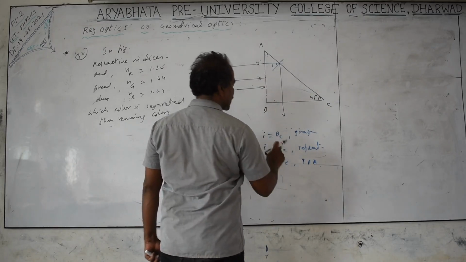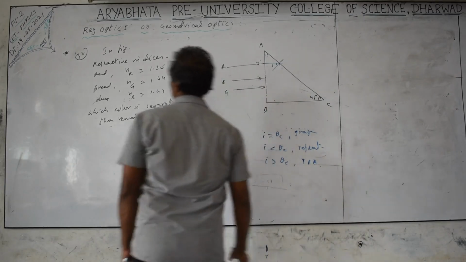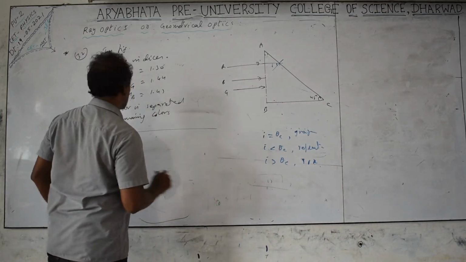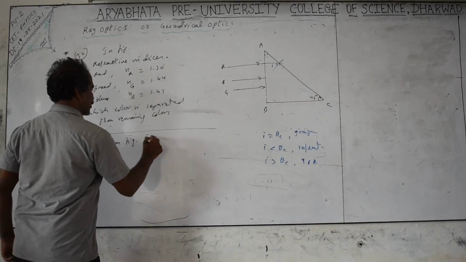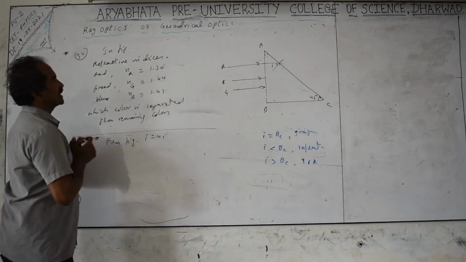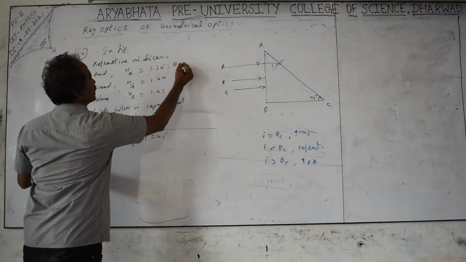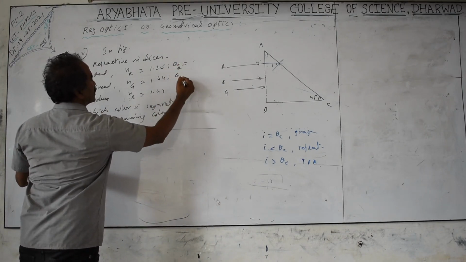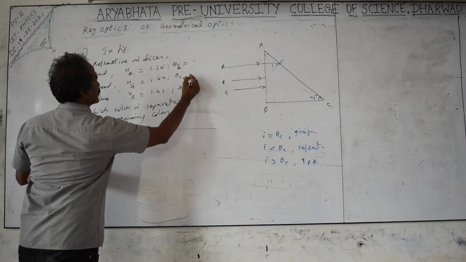The condition is that I is greater than theta c, and we have to check for which light waves it is acting like that. Here I is given as equal to 45 degrees, already given from the figure. So if you take that as the condition, you have to take the critical angle for each one and calculate the values. Theta c equal to how much? Theta c red, theta c green, and theta c blue, we have to find out.